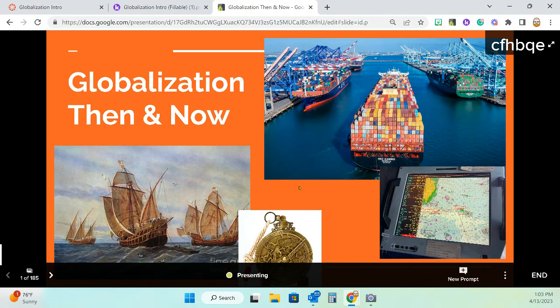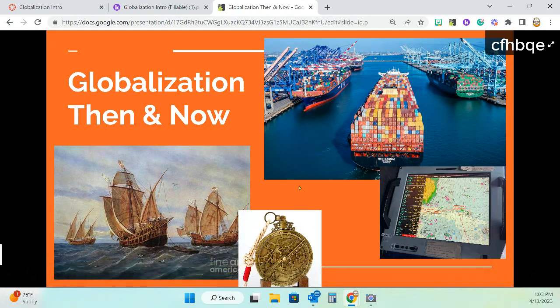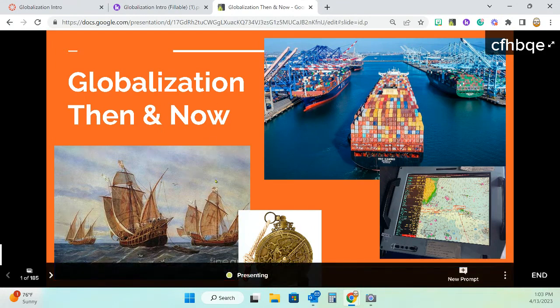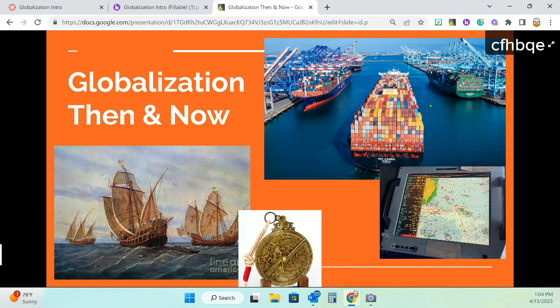Now, we're going to be looking at globalization for a while. That's why we've got globalization then and now. We're going to be looking back even past the time of mechanical navigation devices like this, and sailing ships, but we're also going to jump forward to the present day of satellite navigation and massive container ships carrying cargo thousands of miles and on a constant basis.